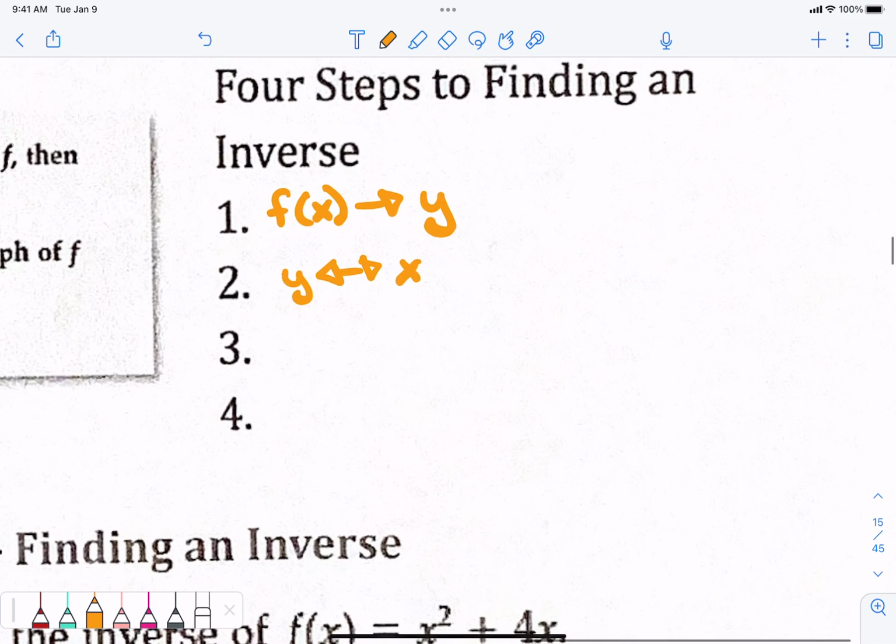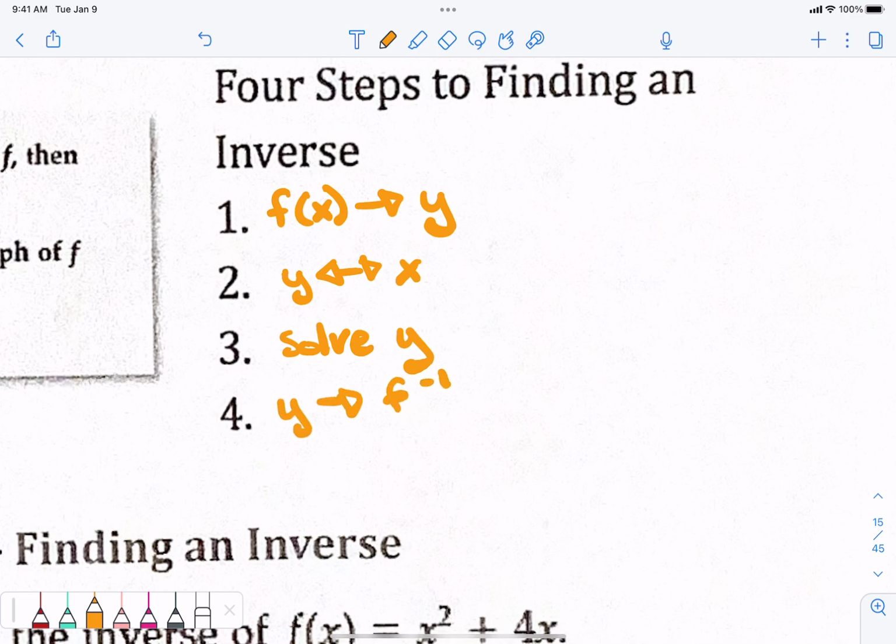Then what's the third step? What do I do after the y and x are switched places? Solve for y. I get the y by itself again because now it's on the other side of the equation. So I solve for y, and then that y gets renamed back to f inverse of x. Okay, f inverse kind of looks like f to the -1 power almost.